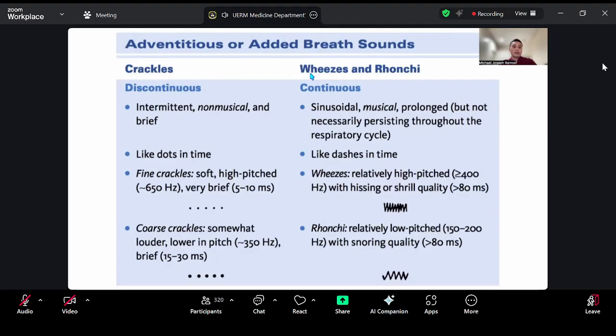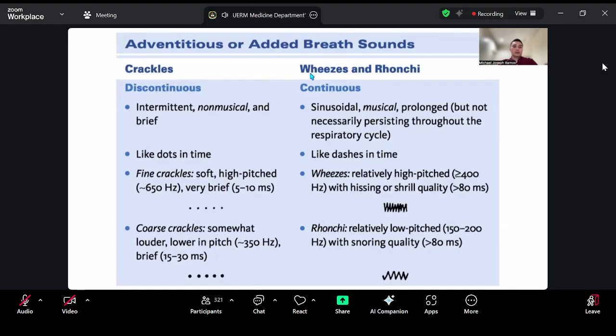Then we have wheezing and rhonchi, which are both continuous musical or whistling sounds. Wheezing has a high pitch and hissing quality, indicating the narrowing of the distal airways, which are typically presented with patients with COPD, asthma, bronchitis, or any intraluminal airway lesions. Rhonchi, on the other hand, are low pitch, snoring in quality, and indicate secretions in the large airways, which may also change in quality after coughing or suctioning.